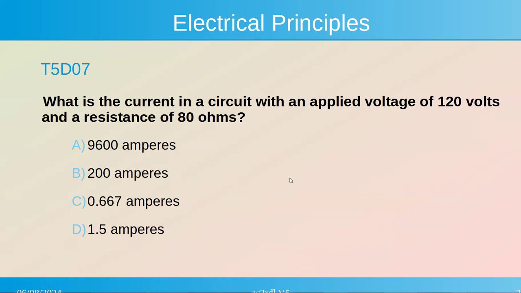What is the current in a circuit with an applied voltage of 120 volts and a resistance of 80 ohms? Divide 120 by 80. I don't have a calculator with me here. It's the same as 12 by 8, that makes it easier. 1.5 amps, or 3 by 2. Yeah, it said 1.5.